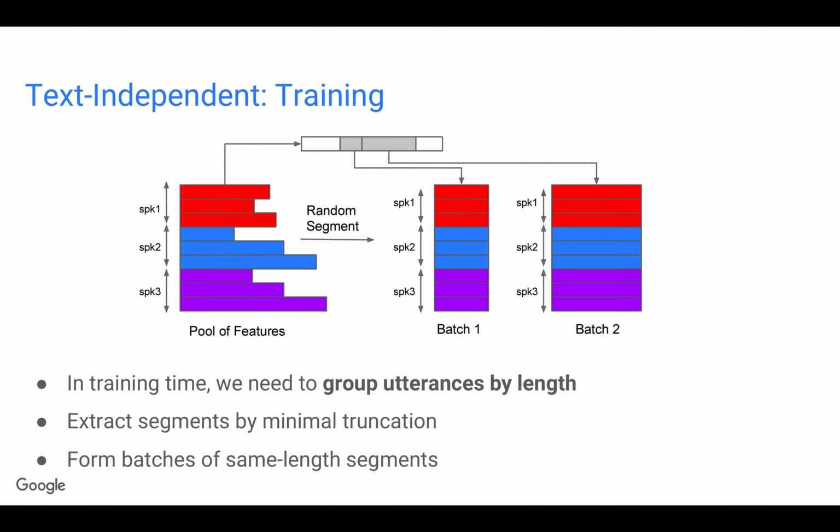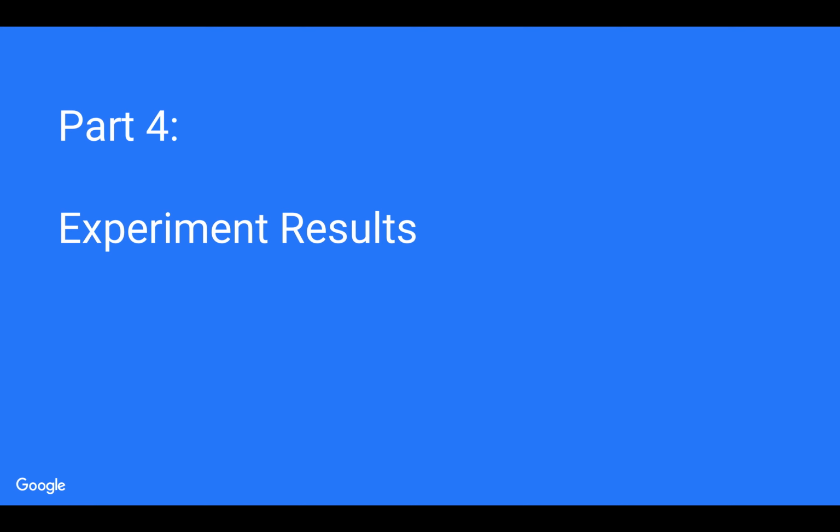During the training of text-independent, we group the utterances by their length, such that every batch contains utterances with the same length with some minimal truncation. However, two utterances from two different batches can have different lengths. So let's show the experimental results.